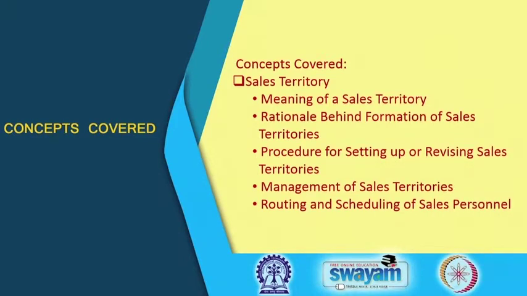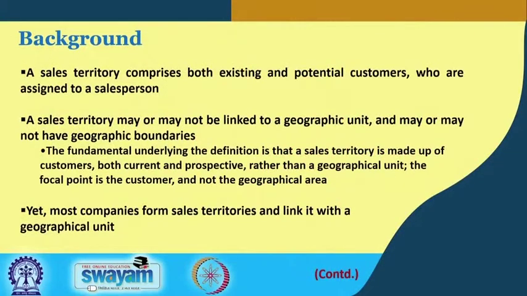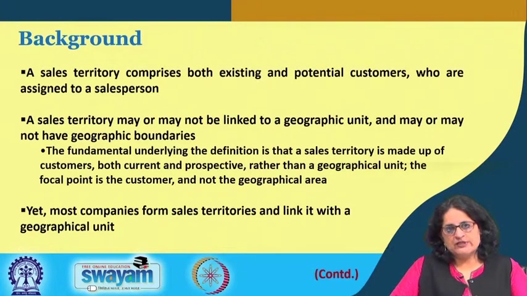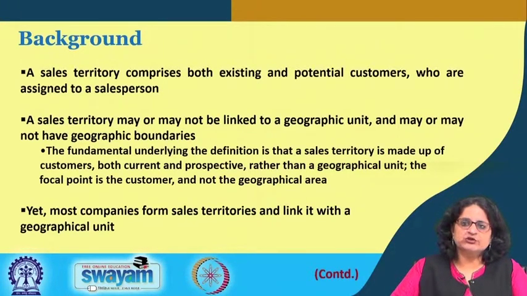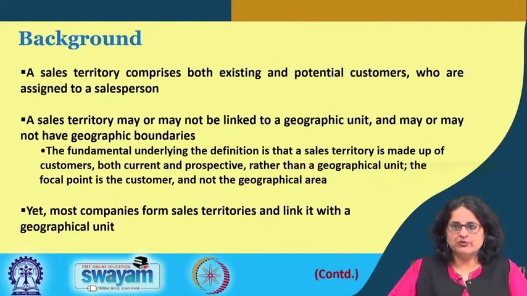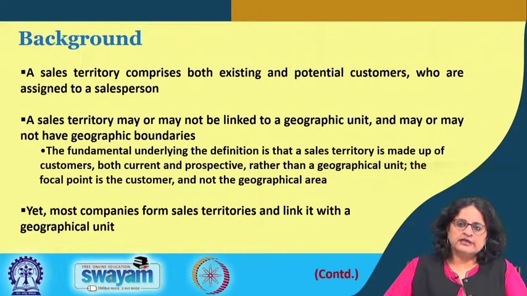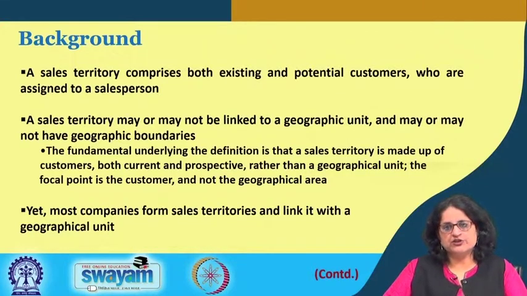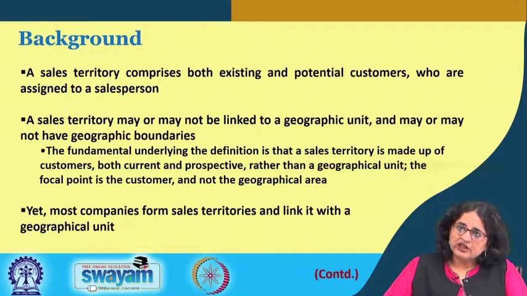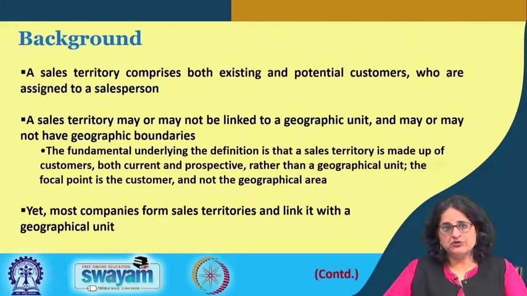So, let us begin with a brief background to the previous lecture, where we said that a sales territory comprises both existing and potential customers who are assigned to a salesperson or to a marketing unit, and we said that this marketing unit could be a salesperson, it could be a dealer, it could be a distributor, and it may or may not be linked to a geographic unit and may or may not have geographic boundaries.